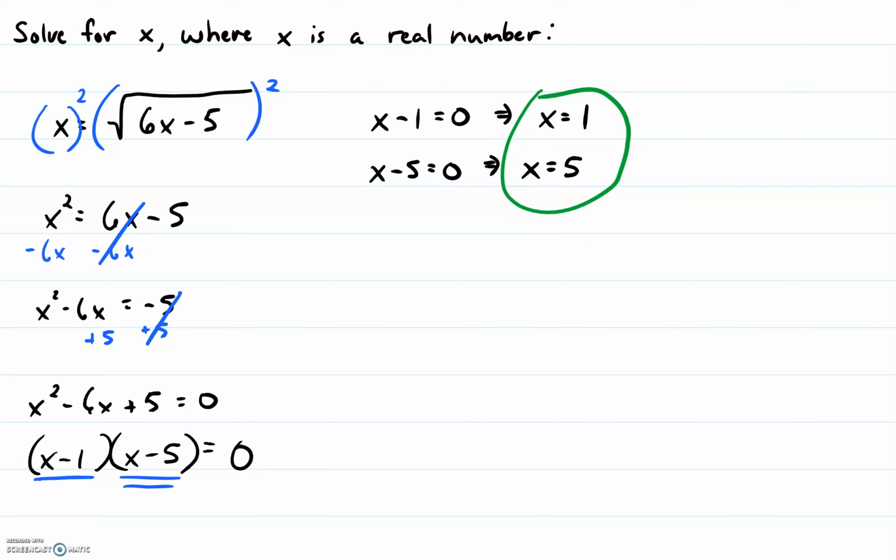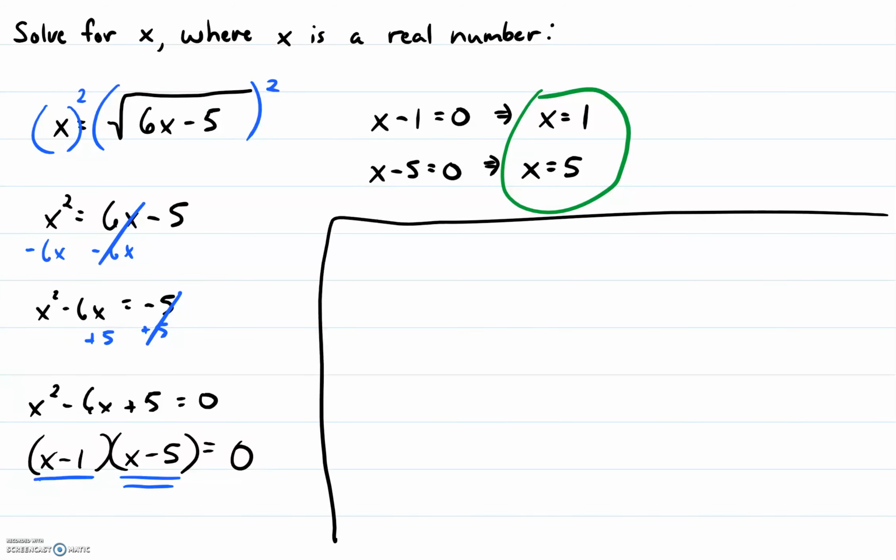Now the reason I say potential solutions is because whenever you're dealing with a radical equation, you always have to go back and plug that value of x into the original problem and make sure everything works out, only taking into account the positive version when you take the square root, or the principal square root.